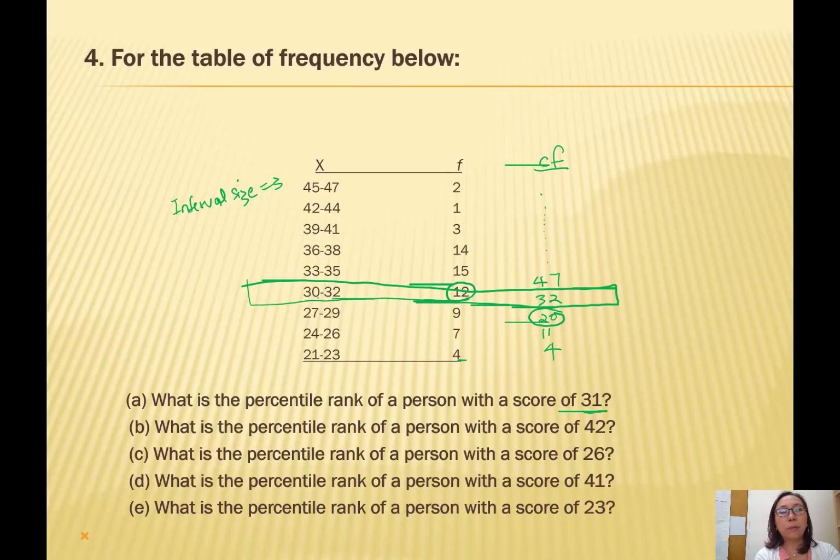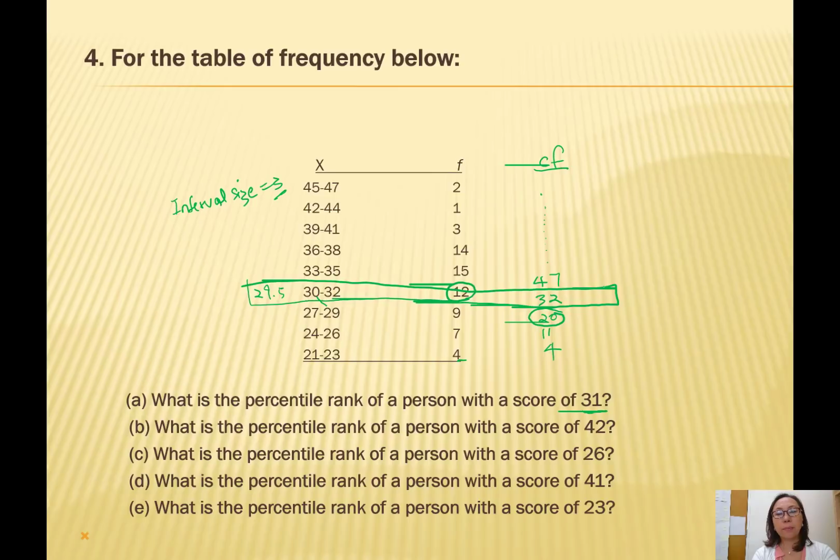But what would be the lower real limit? The lower real limit is halfway down from that interval to the next. This can be a little confusing, but the gap between the interval we just boxed in and the one below jumps from 30 to 29. So you want to go halfway down there, between 30 and 29. That makes the lower real limit 29. And you have the interval size of 3. These are the numbers that you need to plug into the formula to calculate the percentile rank.